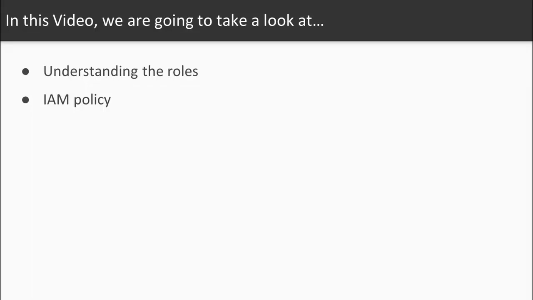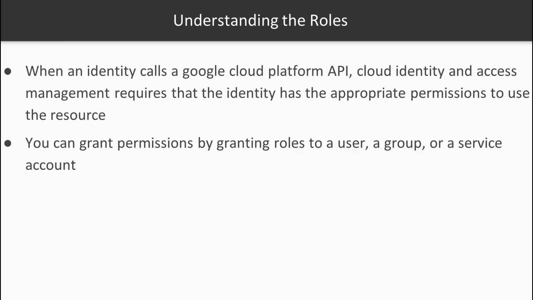We're going to take a deeper look at roles and try and understand what IAM policies are. Understanding the roles: when an identity calls a Google Cloud Platform API, Cloud Identity and Access Management requires that the identity has the appropriate permissions to use that resource. You can grant permissions by granting roles to a user, a group, or a service account.